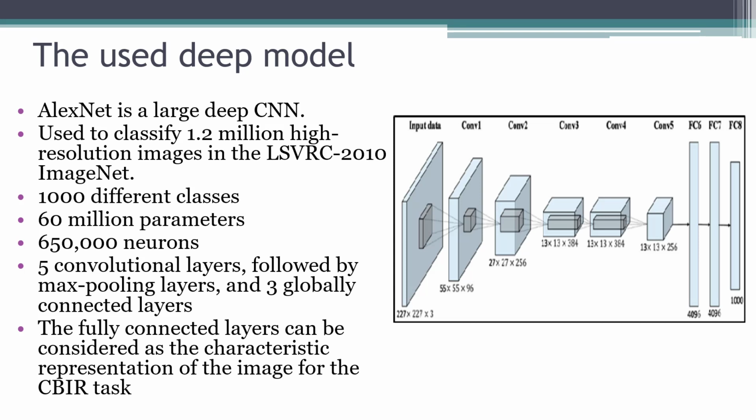The dimension of the feature vector extracted from this layer is 4096. FC7 is the second fully connected layer with a feature vector of size 4096. And FC8 is the last fully connected layer, the one that is directly before the output layer, and the feature vector size is 1000.